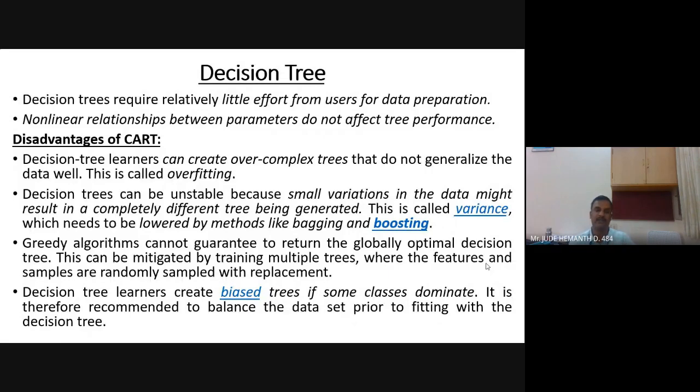If you have a normal and abnormal classification, within normal you will have many branches because the data may be huge. But when you go for abnormal, the data may be less. So you will have only 2 branches. Right? This is called a biased tree.